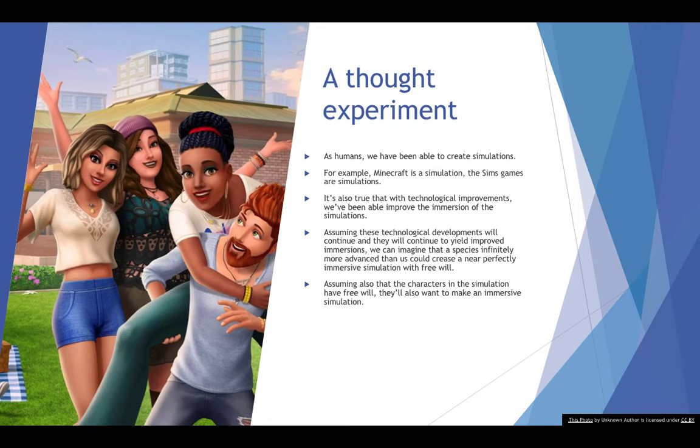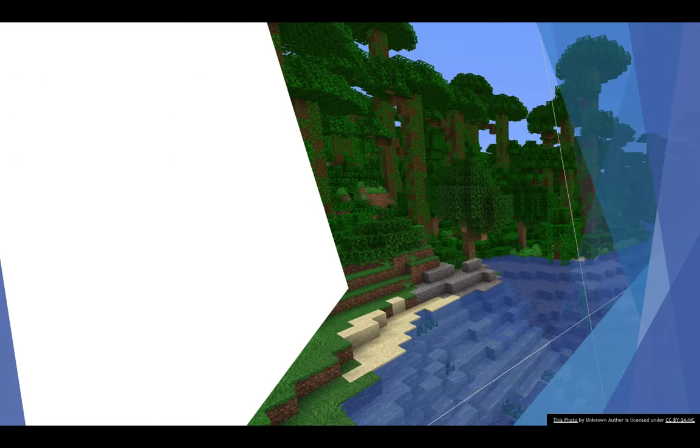Well, if these characters in this simulation have free will and they believe that they're real, then the same thing will happen in that simulation. They will create a simulation which is also immersive. And you can see where the chain is going to start to form. Every single time an immersive free will based simulation is created, the characters within that simulation will also have the desire to create an immersive free will based simulation, and so on and so on and so on, until it's almost an infinite amount of simulations. So now we've got this almost infinite chain of different simulations, one inside the other.